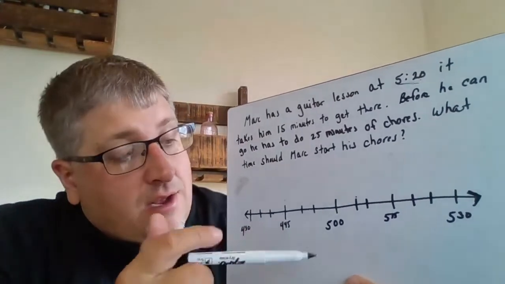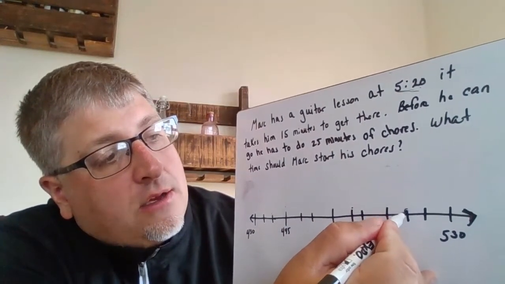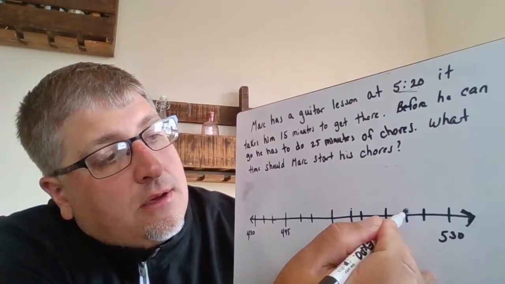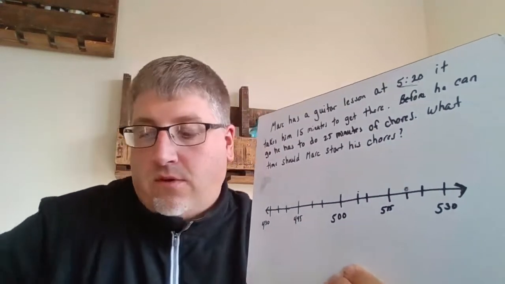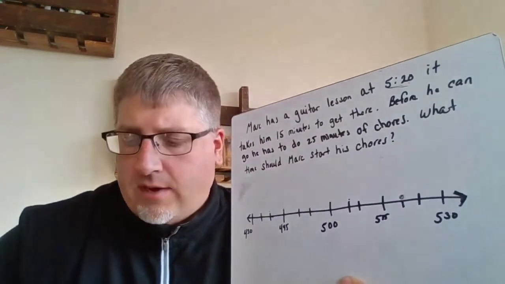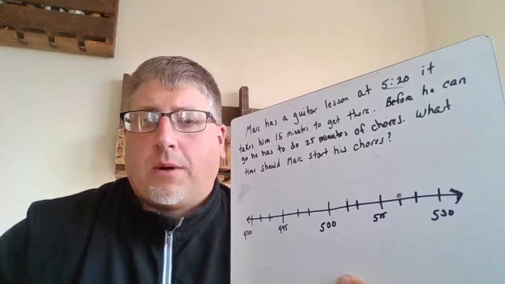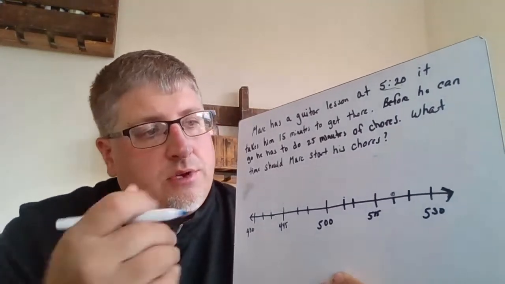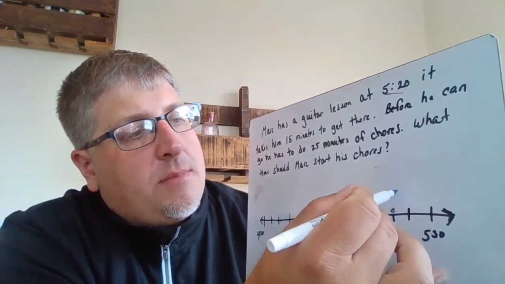I have my number line all set here from 4:30 to 5:30. 5:20 is right there. Might have to grab a different marker. This one is running a little bit dry. Okay, so there's 5:20 right there. That's the plot mark that we're going to start from. Now we're going to work backwards here. So here is 5:20. That's better.